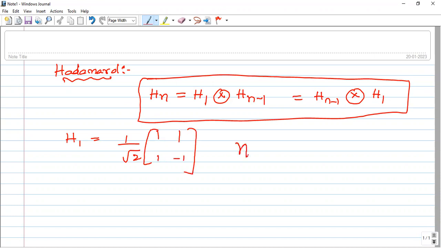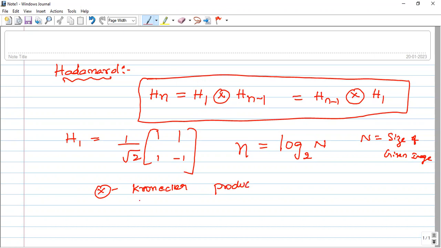Okay, and small n is equal to log N base 2, where capital N is the size of the given image. So here this product is called the Kronecker product.